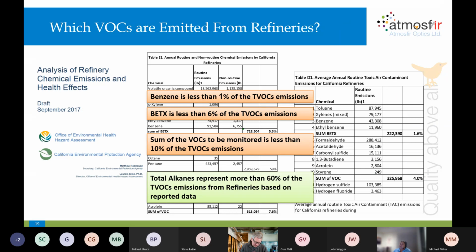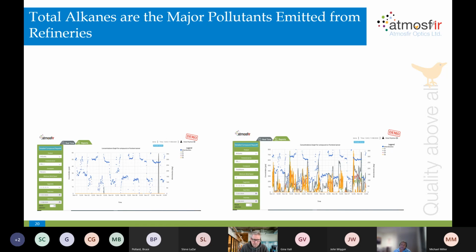But if you look at the total alkane, meaning the octane, the hexane, and you measure those, they represent more than 60% of the total emission from refinery. And this is based on the reported data, the refinery themselves reported data. So people can say this is reported data, maybe it's not true. So let's look at real data from refinery, and what we see here, I think it's a 2-week average of measurement on the fence line of a refinery.